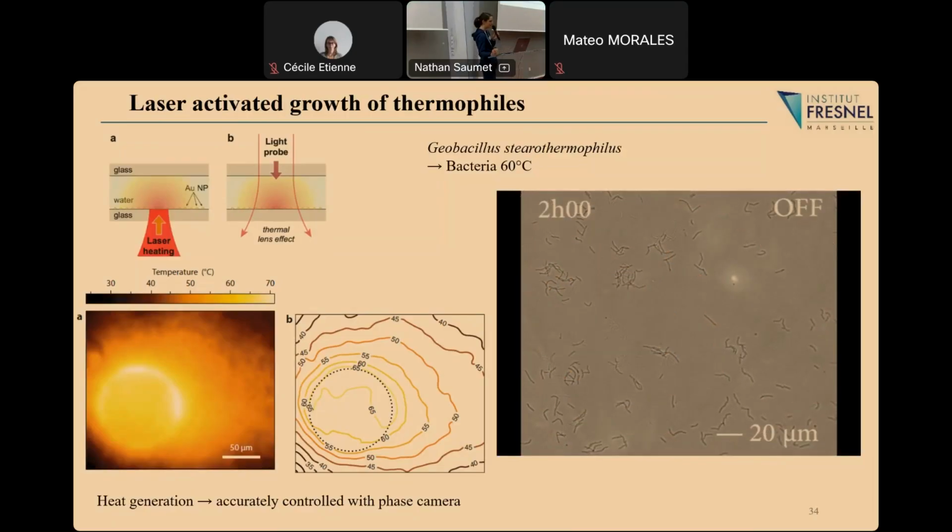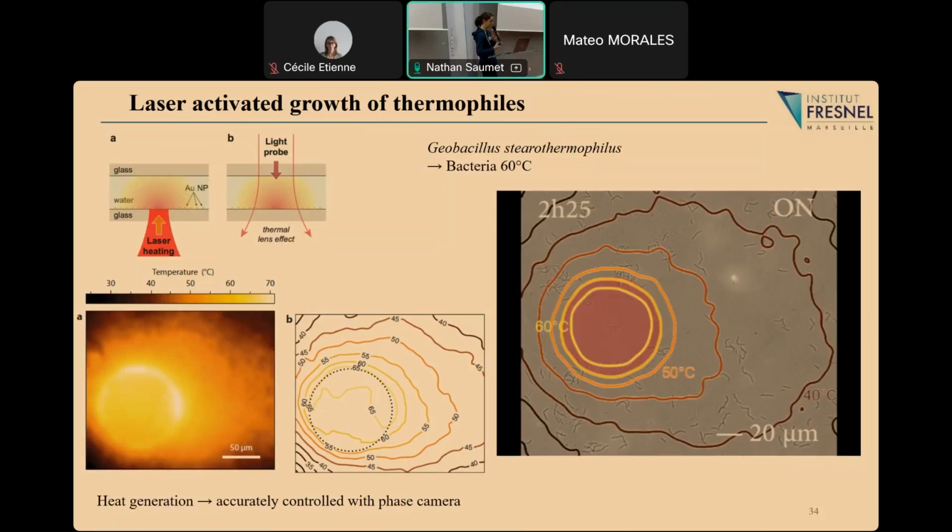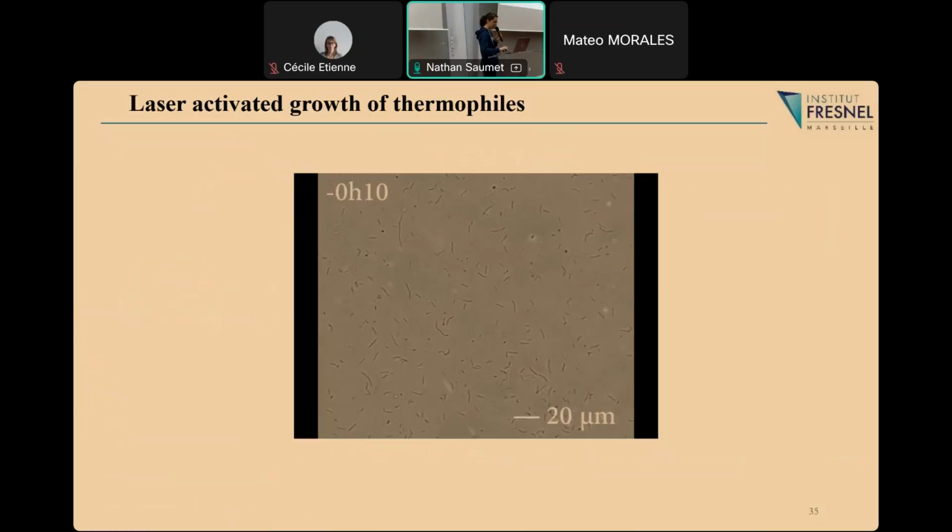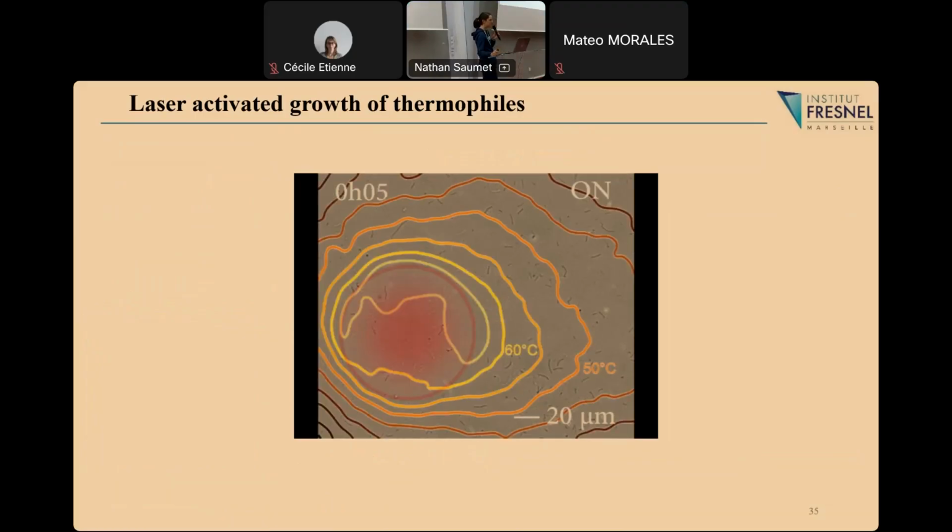And when the laser is off, the temperature goes back to the ambient temperature, which is around 20 degrees, and the growth of the bacteria stops immediately. And when I turn the laser on again, it goes on. It's another example, the same bacteria but with a different laser. Here again, we observe the growth inside the laser beam, where the temperature is high enough to allow the growth of this bacteria.